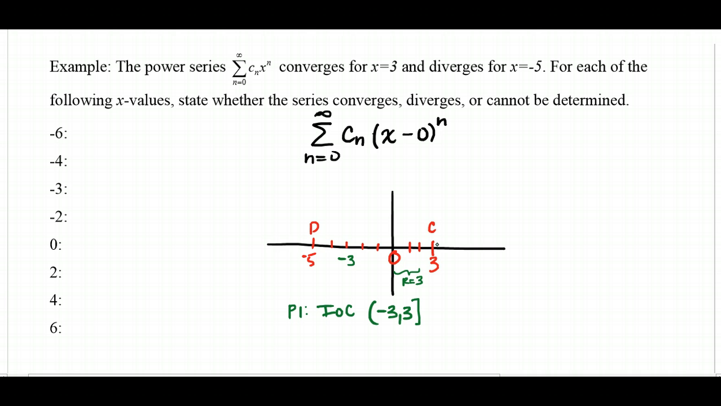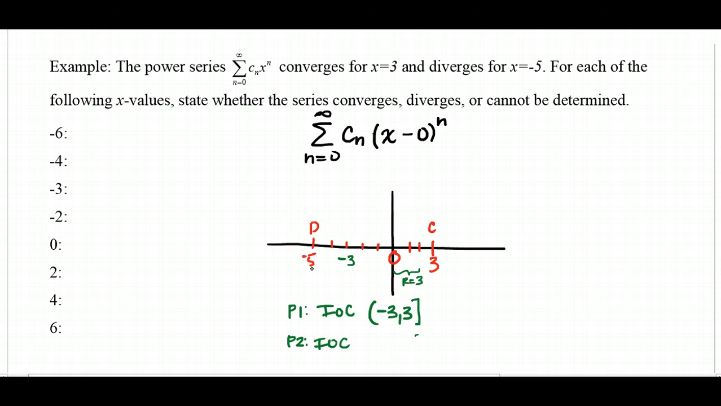But testing the endpoints is another story. I don't have any pieces of information about the actual power series itself. So this is one possibility. This is the smallest interval of convergence I can possibly have. So possibility number 2 for the interval of convergence is, I know that the series diverges at -5.